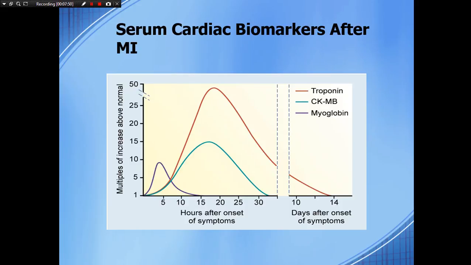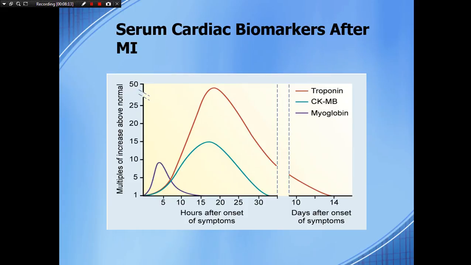CK levels begin to rise at about 6 hours after an MI, peak at about 18 hours, and return to normal within 24 to 36 hours. The CK enzymes are fractionated into bands. The CK-MB band is specific to heart muscle cells and helps to quantify myocardial damage.